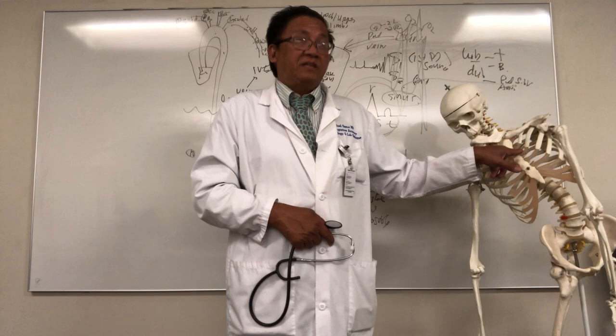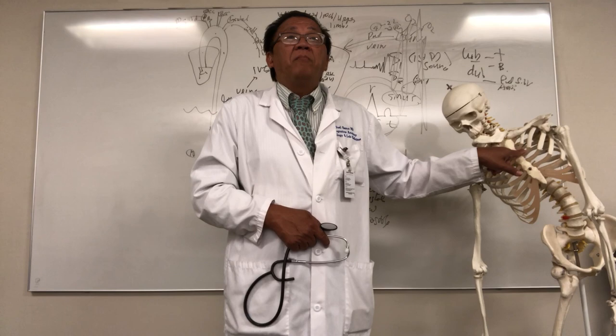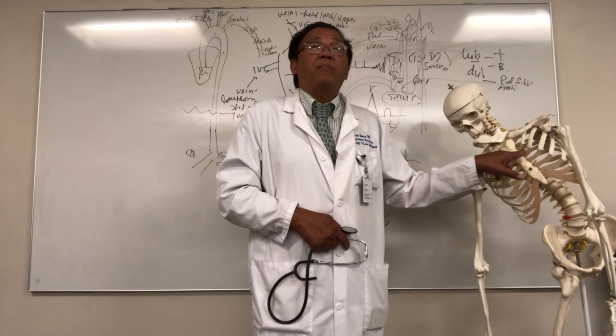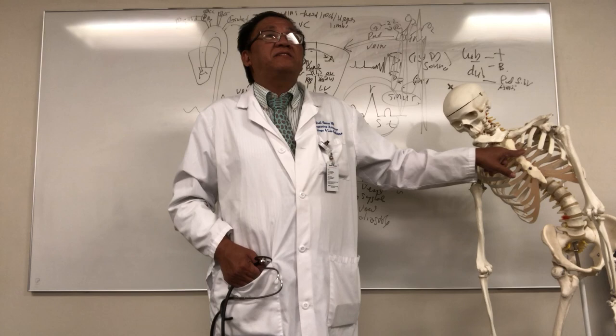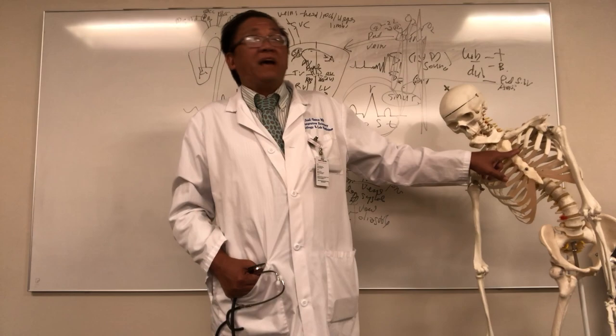Same thing, second intercostal space, but this time left parasternal border. That's the pulmonary valve. The pulmonary valve is second intercostal space, left parasternal border. What does parasternal mean? Beside the sternum.